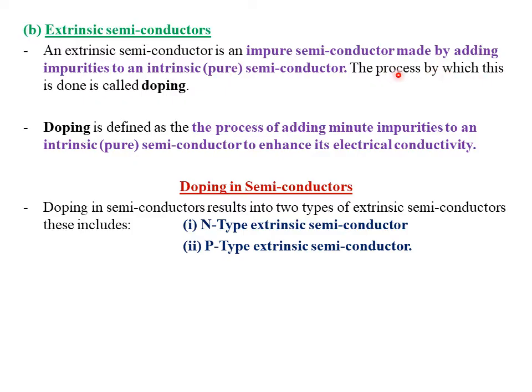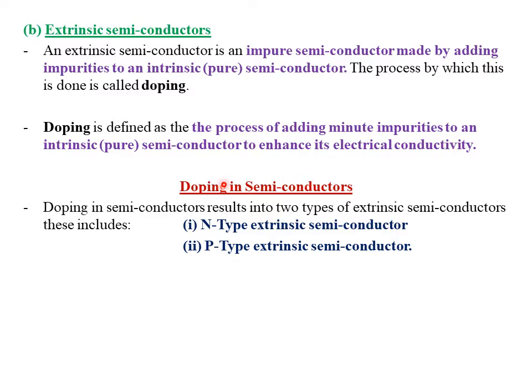The process by which this is done is called doping. That process of adding impurities onto an intrinsic or a pure semiconductor, in order to make it an extrinsic or an impure semiconductor so that you can enhance its electrical conductivity, is what we are calling doping. Now let's define doping in physics. Doping is simply defined as the process of adding minute or small quantities of impurities to an intrinsic semiconductor, or to a pure semiconductor, to enhance its electrical conductivity.